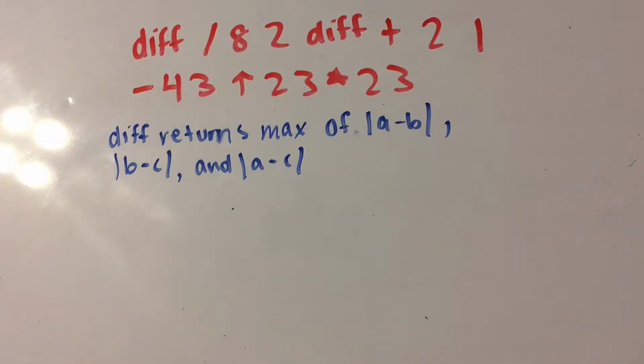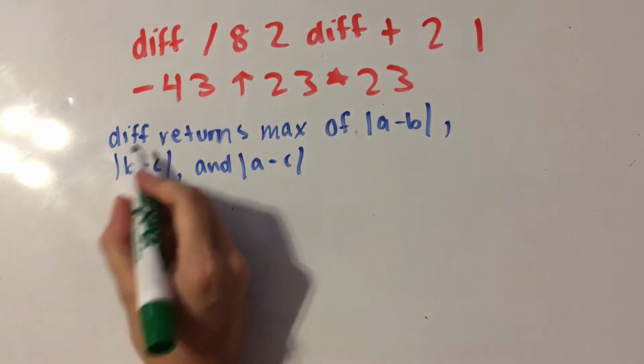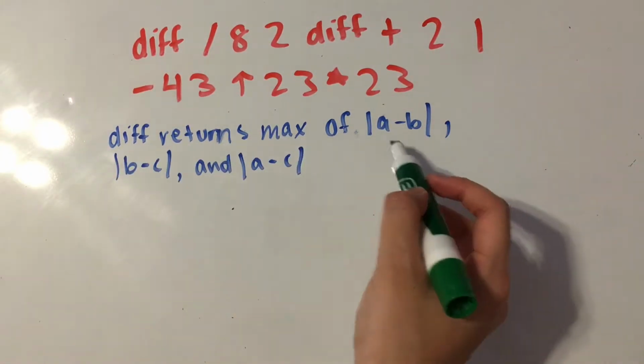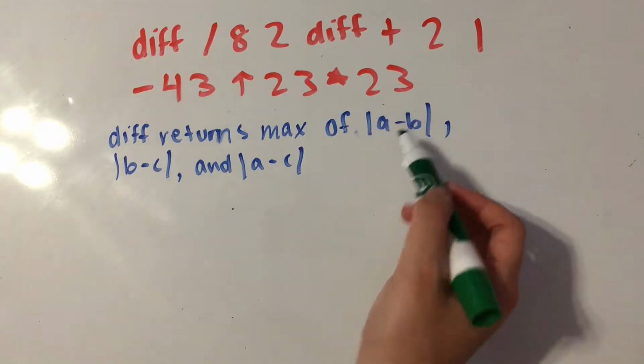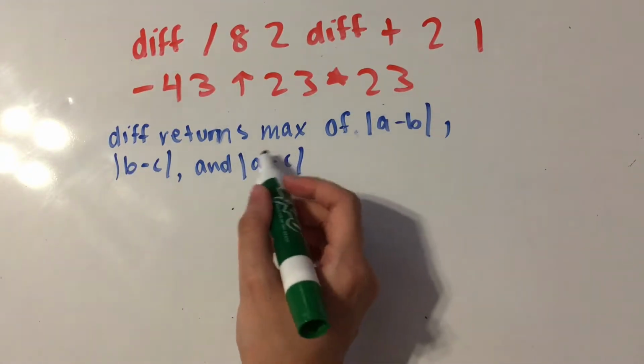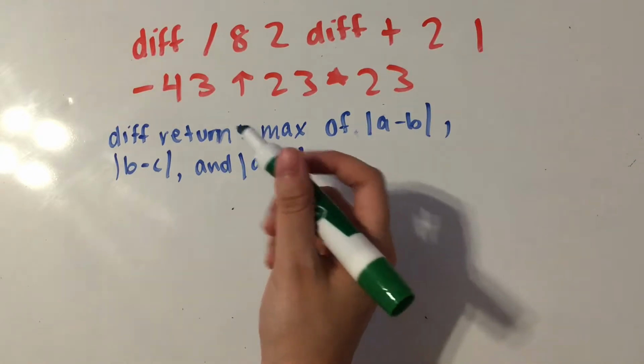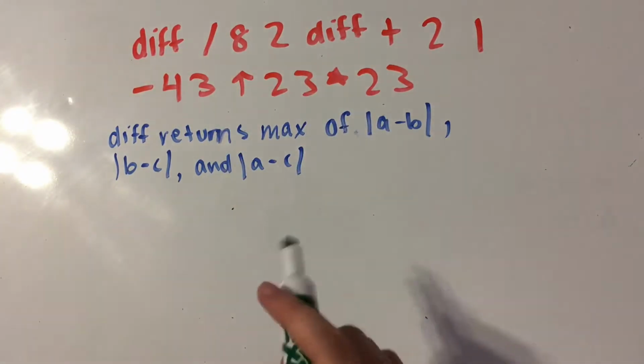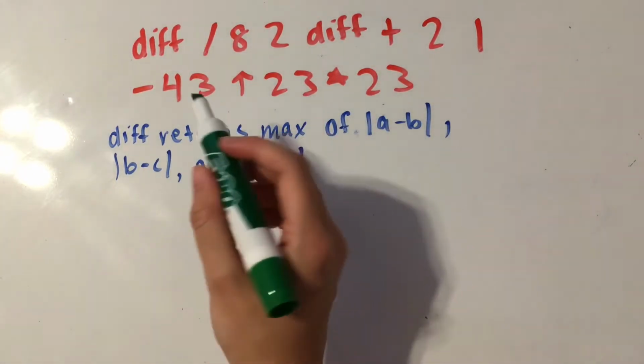Okay, so we have to evaluate this prefix expression, and the operator diff returns the maximum of the absolute value of a minus b, b minus c, and a minus c. So we see that diff takes in 3 arguments. So we'll have to remember that when we go through this problem.